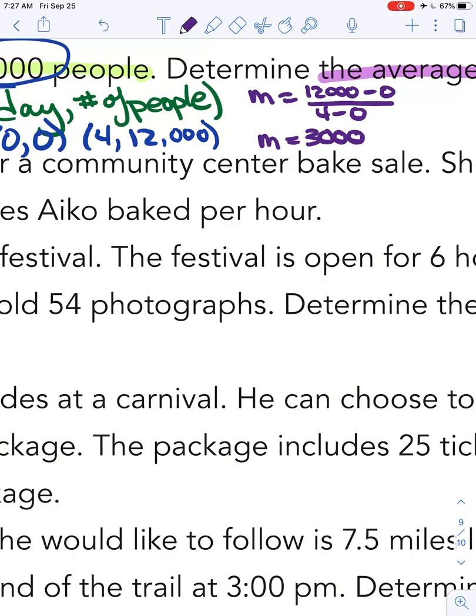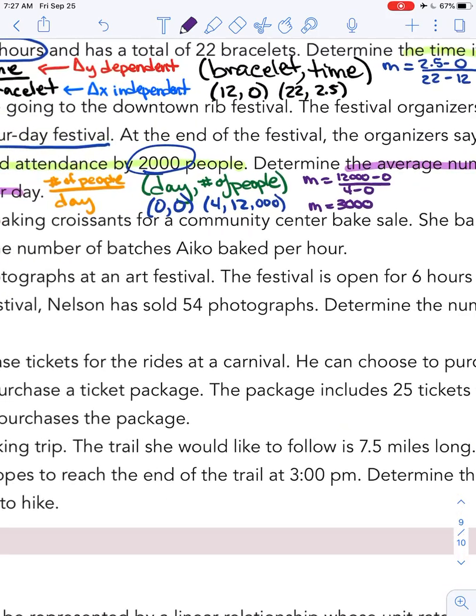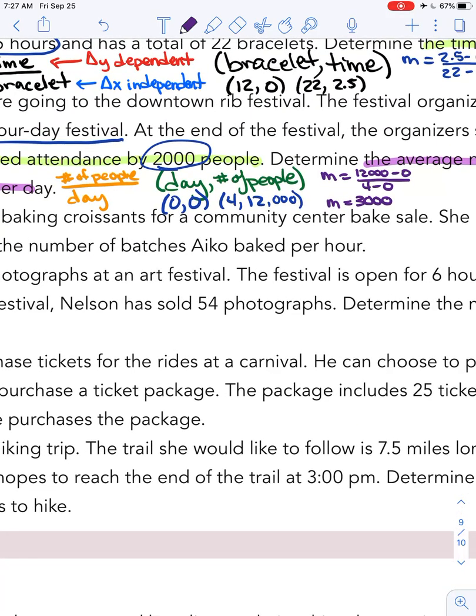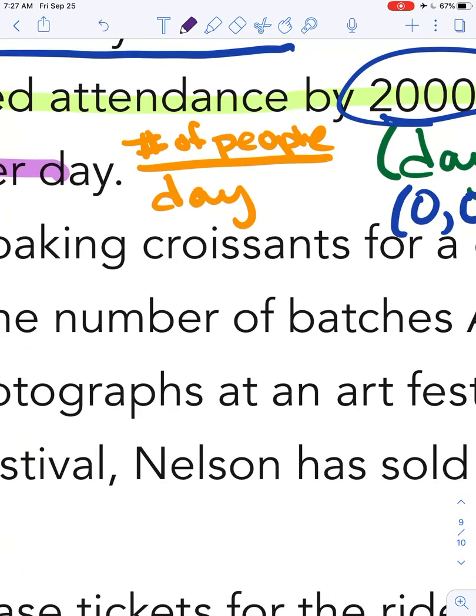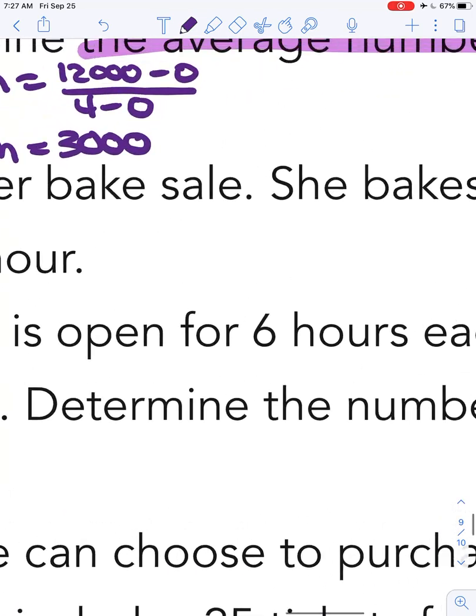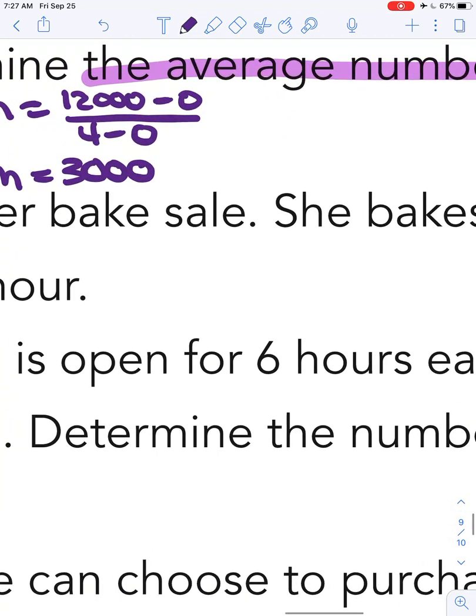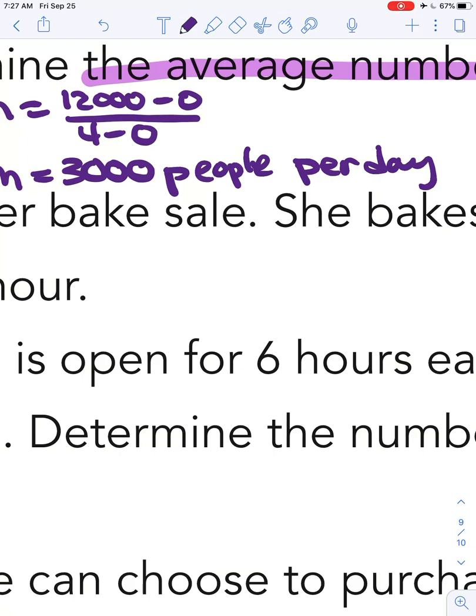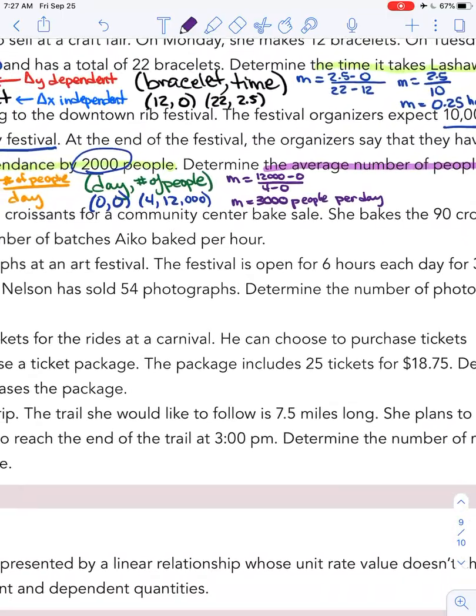Now it's not just 3,000, okay? What does the 3,000 stand for? It stands for number of people per day. So 3,000 people per day. Now, to make it even better, you could have said people attended the festival per day. Okay, let's look at this next one.